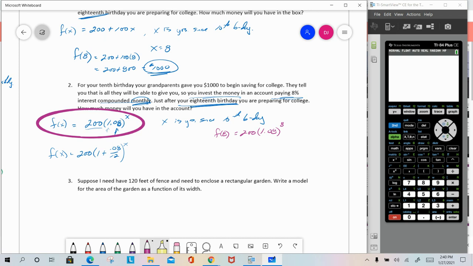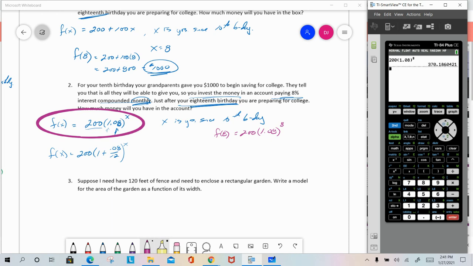So on my calculator, this is not going to be too hard. Notice I have my calculator here on the right. Yes, you are going to want to have a graphing calculator. 200 times 1.08, close that parenthesis, and then we need the exponent button, which is right here, to the 8th.